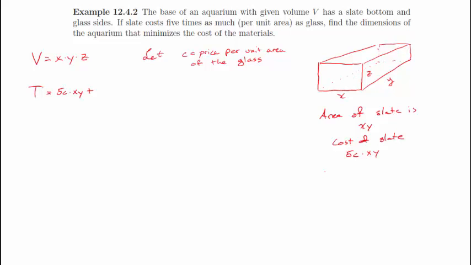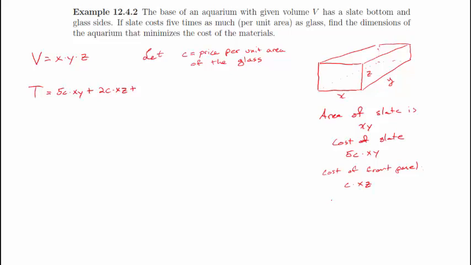So the cost of the front panel is c times xy. The area is xy, and we multiply that by the cost per unit area. So that's the cost of the front panel. The cost of the back panel is the same, so we'll have two of those here. Oops, that should be xz, not xy. Glad I caught that. I'm used to having a classroom of students to catch all of my mistakes.